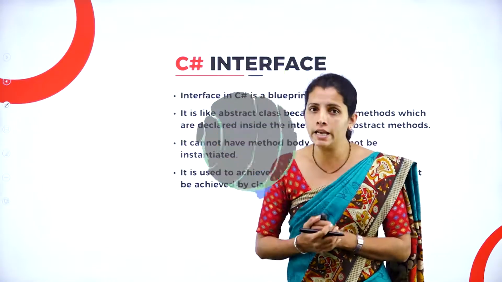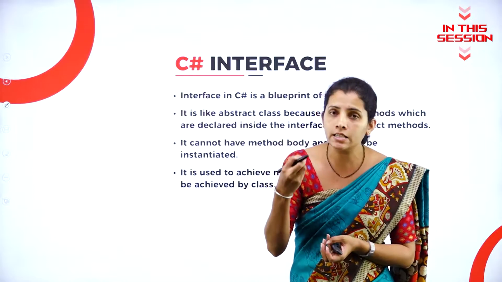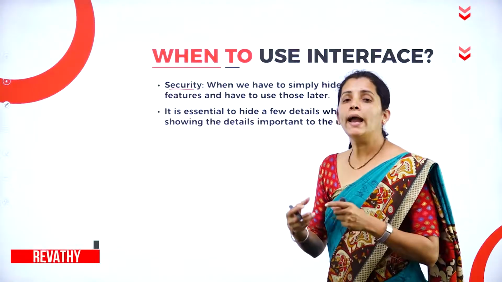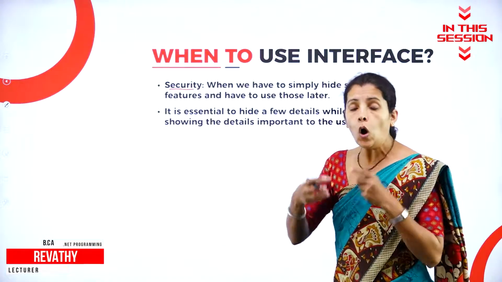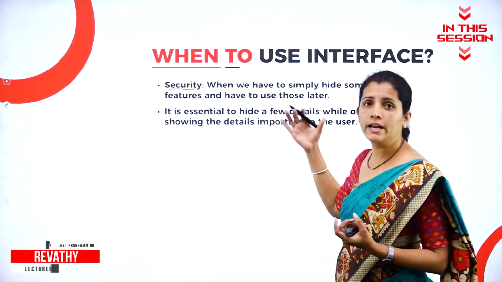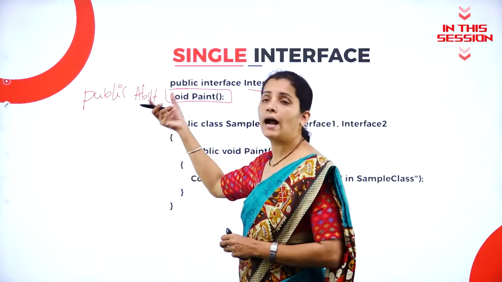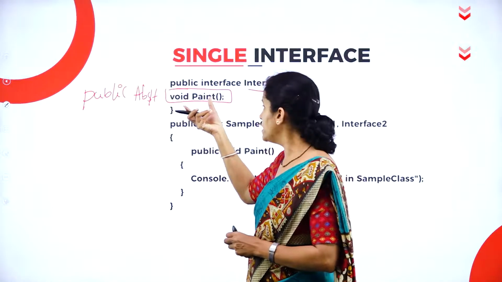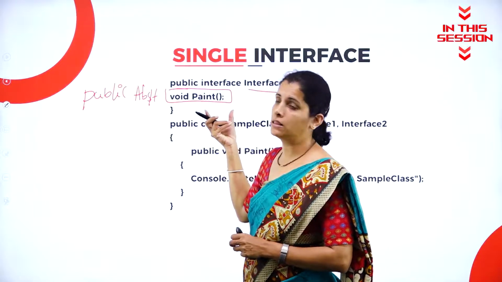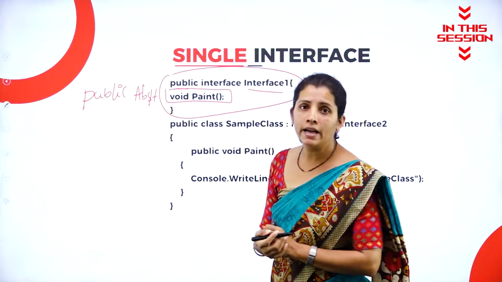By using the inheritance concept, I can reuse the existing properties as well as methods. If I want to encapsulate data or do data abstraction, then I'm going to use the interface. No need to write public and abstract. By default, this paint method is an abstract method, and I'm going to close the interface.